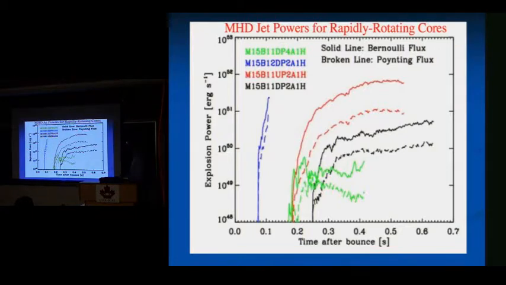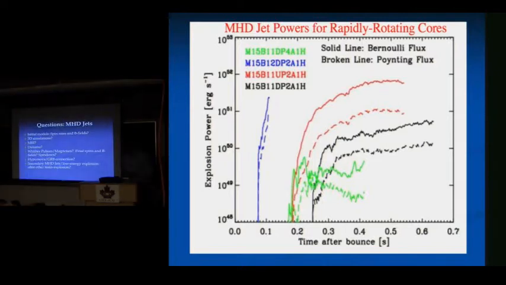This is the explosion power, there's a Bernoulli flux, that's just the Bernoulli integral integrated, and Poynting flux, we can separate them out, you can see the different numbers. For one, generally in these models, what happens versus time is that you saturate, and you have a steady state engine as long as you're accreting. And so if you have rapid rotation, and you didn't explode by another mechanism, like the neutrino mechanism, these things quickly get up to very high powers, 10 to 52 ergs, for example, per second. And this may be hypernova.